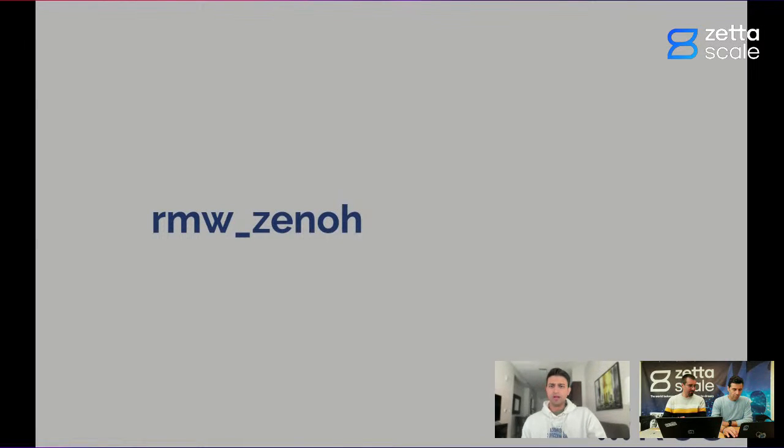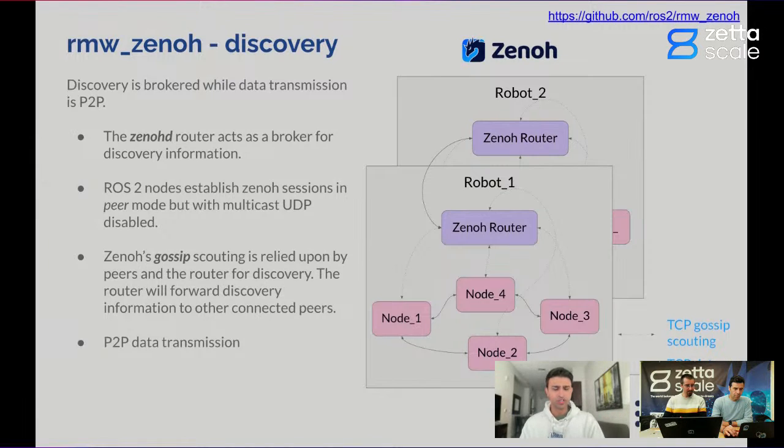So on that note, I'd love to highlight a few key features of RMW Zenoh. So first and foremost, you can find the code base for RMW Zenoh at this GitHub link right here. So it's github.com in the ROS2 org, and the repository is called rmw_zenoh.